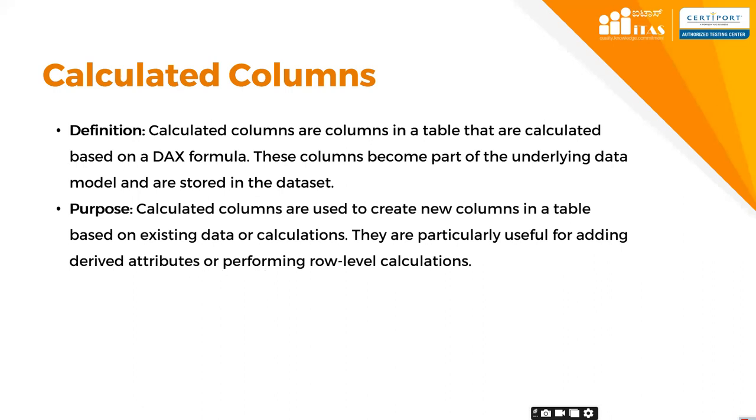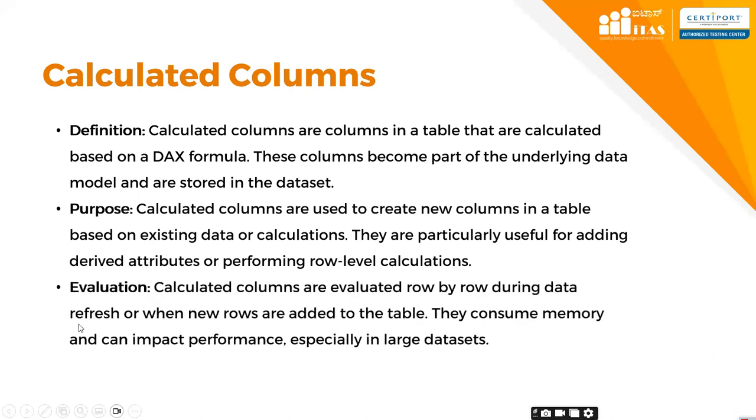So in a table, we have a lot of rows. For every row, we need to do the calculations. I'll show you this as well practically. Okay. Next, evaluation. Calculated columns are evaluated row by row during data refresh or when new rows are added to the table. So calculated columns are evaluated one by one. That is every row. Like in Excel, we use one formula for a row and we drag it down. Similarly, it will happen for the entire column itself.